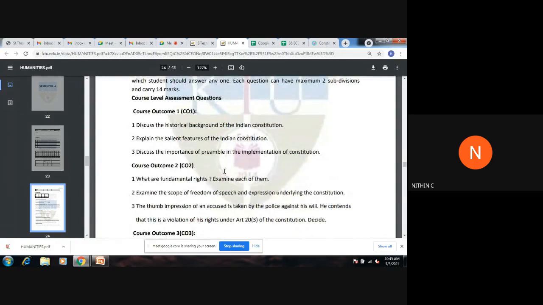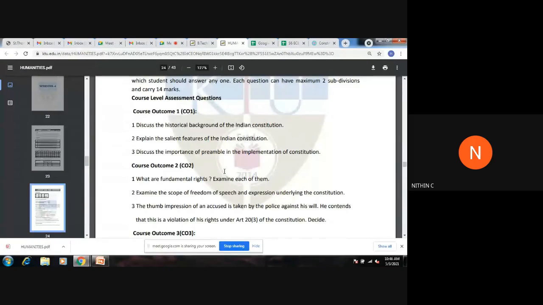So as per the first course outcome, we will be discussing the historical background of the Indian Constitution. Then the salient features of the Indian Constitution. എന്തൊക്കെയാണ് Indian Constitution when compared to other constitutions of the world? ബാക്കി ലോകത്തുള്ള വേറെ കോൺസ്റ്റിറ്റ്യൂഷൻസുമായിട്ട് കമ്പയർ ചെയ്യുമ്പോൾ what are the peculiar features of our constitution?